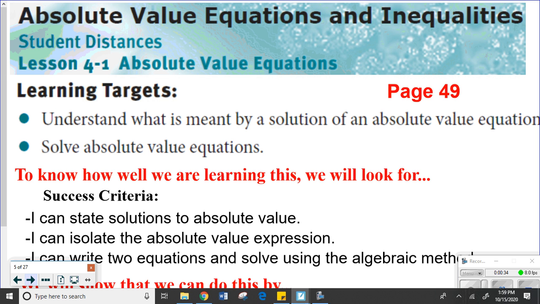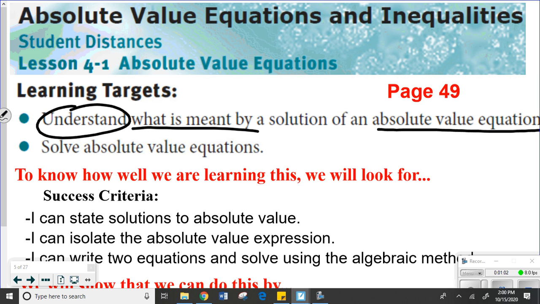Open your books to page 49. We're starting a brand new activity. It's activity 4, and it's all about absolute value equations and absolute value inequalities. So we're starting in lesson 4.1. It's titled Absolute Value Equations. So today we are going to look at understanding what is meant by a solution of an absolute value equation. We will probably get into solving these later on.